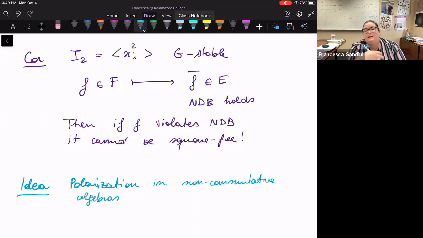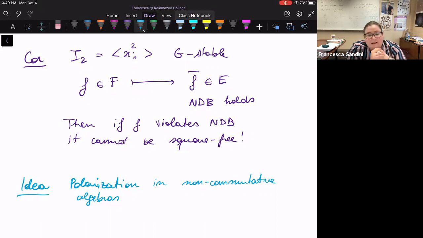So it could be, in a sense, that the reason why we have some forms that violate Noether degree bound in the skew polynomial ring is because we have all these squares and maybe we just need to polarize them, and then that would remove this violation of Noether degree bound. So maybe these are not really minimal invariants if you polarize them enough.